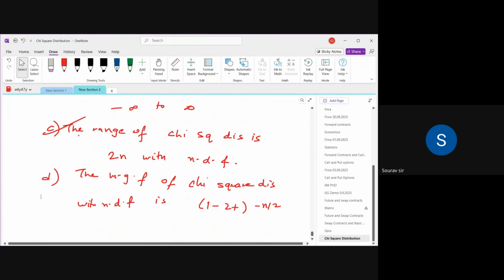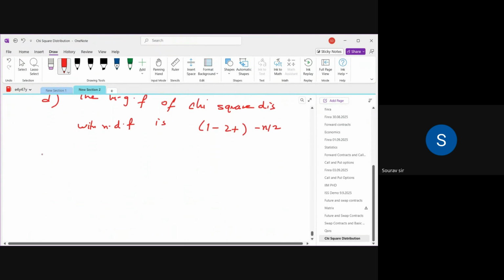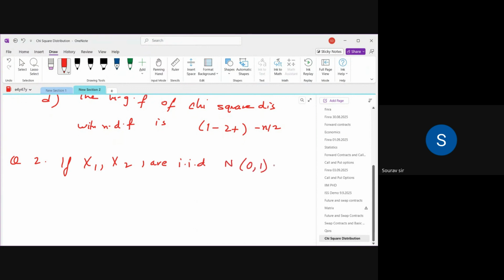Okay. Let's try the second one. I will give you more questions. So here, say this is a question: if X1, X2 are identically and independently distributed random variables, then P of X1 squared plus X2 squared is less than or equal to 2.